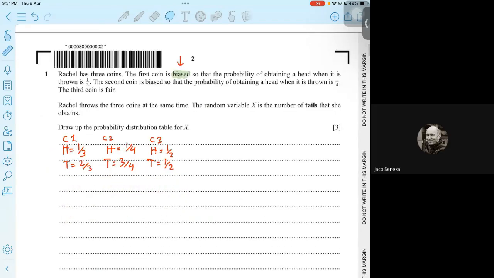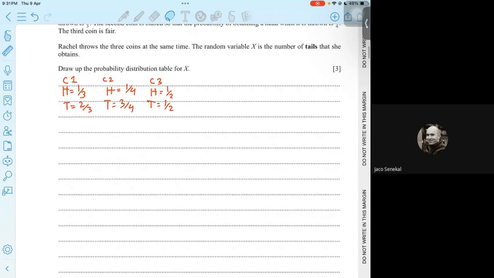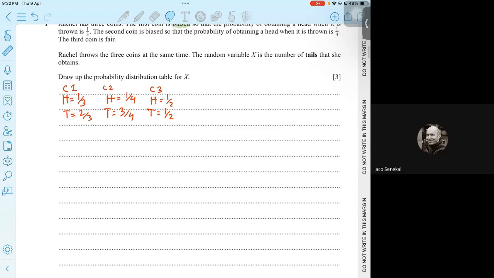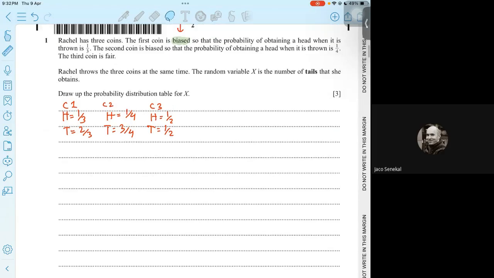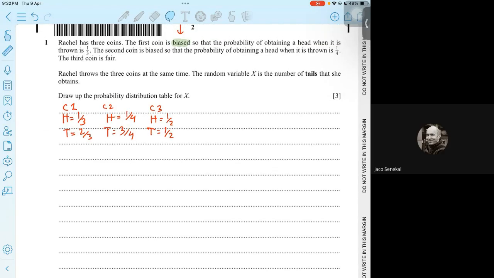Rachel throws the 3 coins at the same time. The random variable x is the number of tails that she obtains. Draw up the probability distribution table for x. How about I give you guys 3 minutes to try to get to a point. I think it might take a bit more time. You take up to 5 minutes, and then you write the answer in the chat box, and then I start solving it for everyone. It's fine even if you don't get the answer. I'm still going to solve it regardless. But let's try solving it together, okay?